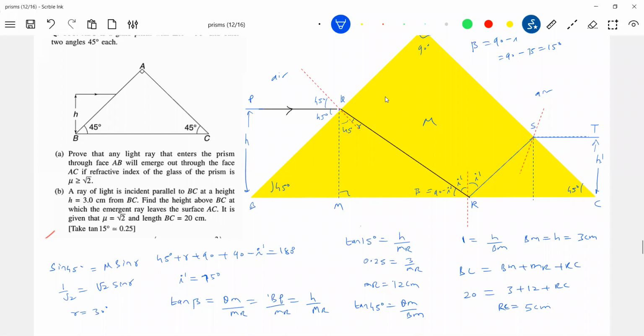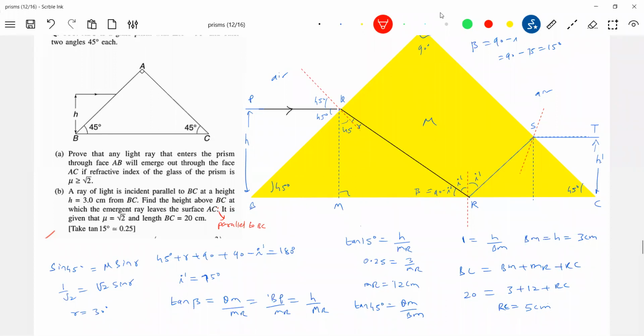I think you should say the emergent ray leaves the surface AC parallelly. You should have said so. I think some data is missing. I'll add that data: the emergent ray leaves the surface AC parallel to BC. Then only, otherwise, no use.